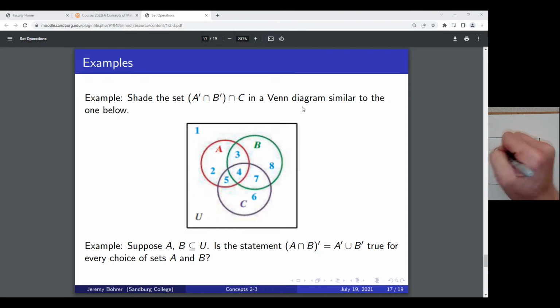Okay, so here's A, B, C, and of course the universal set. And we want to find the stuff that is not in A and not in B and in C. The intersection of A complement and B complement is going to be everything that is not in either of them. And then the stuff that's in C and not in A or B is this stuff here.